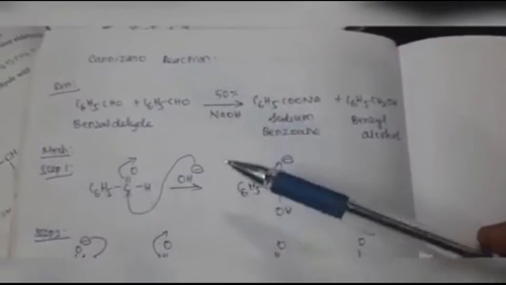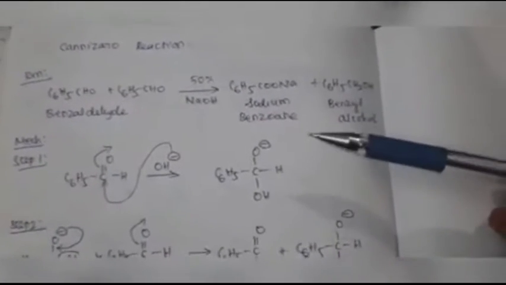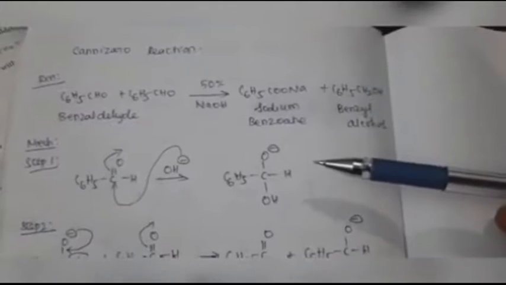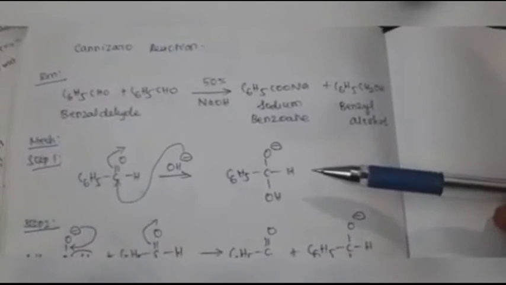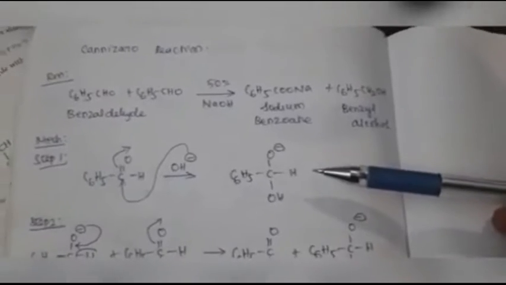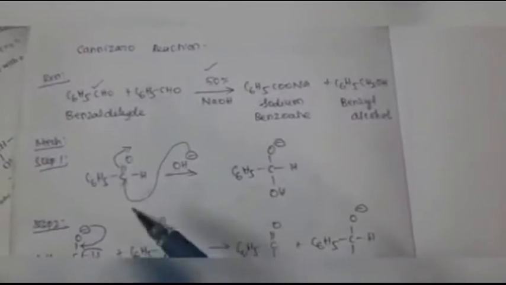Cannizzaro reaction. Two benzaldehyde molecules are reacted in presence of 50% NaOH. It will give sodium benzoate and benzyl alcohol. For this reaction, we are going to write the mechanism. For the first step, one benzaldehyde and NaOH are reacted. These two molecules are reacted in the first step.